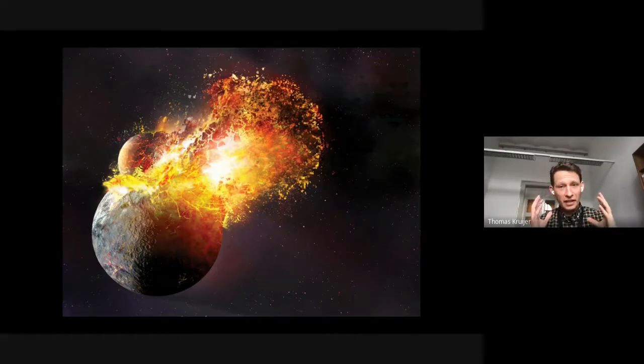Now, this can explain several important observations about the Earth-Moon system, notably the angular momentum of the Earth-Moon system, the iron depletion in the moon, and several other factors. So it's been very successful. It's a very successful model for explaining the origin of the moon. However, it's also not without problems.